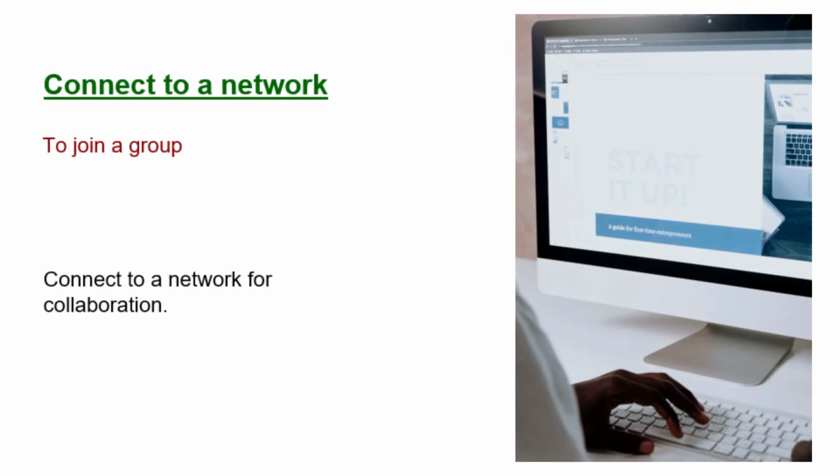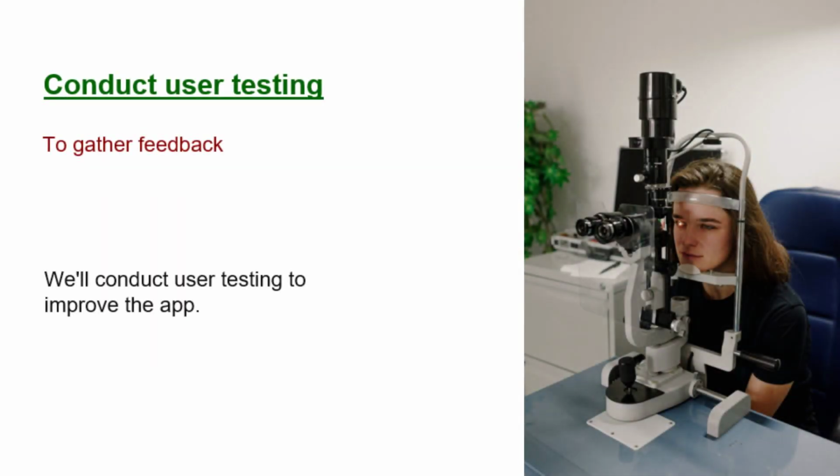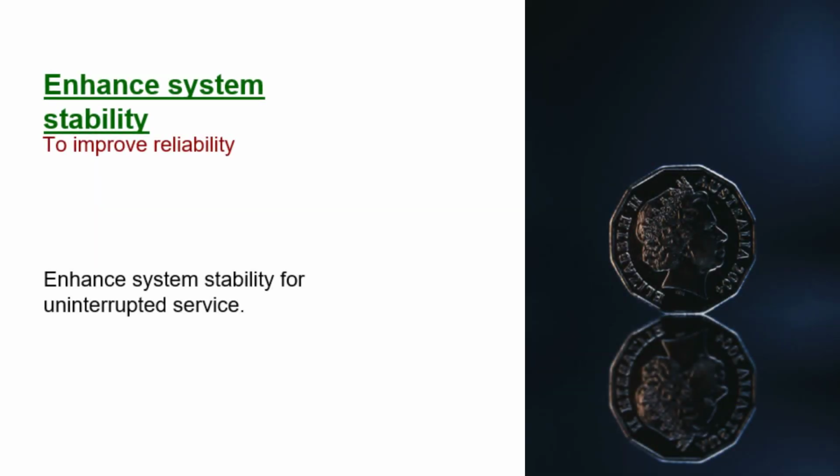Connect to a network. To join a group. Connect to a network for collaboration. Conduct user testing. To gather feedback. We'll conduct user testing to improve the app. Enhance system stability. To improve reliability. Enhance system stability for uninterrupted service.